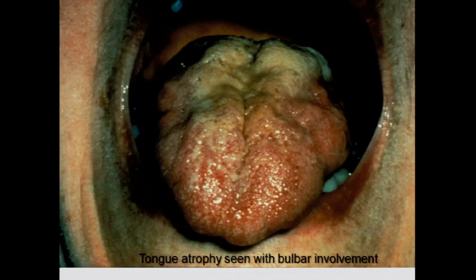Those of you who have worked with ALS patients, you'll know that over time a lot of them start speaking like this because their tongue's not moving as well. That's always a concerning sign when someone comes in with stiffness and fasciculations and has that sort of voice.